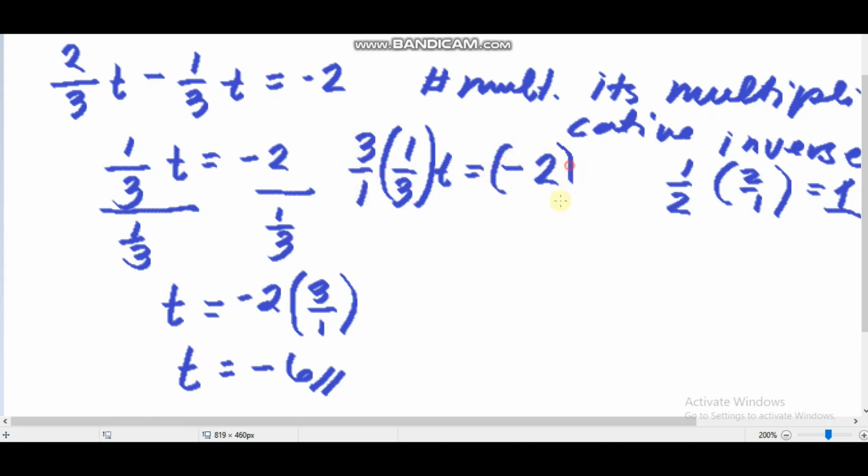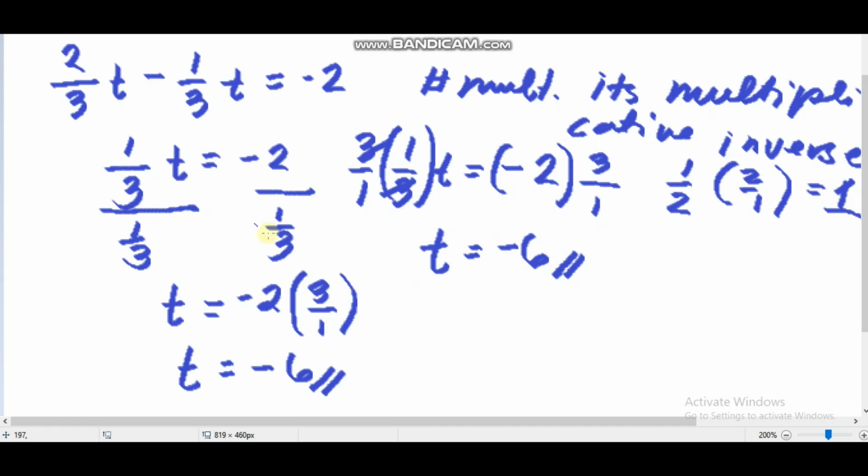So, in an equation, whatever you do on the left, you also do on the right. So, we multiply this by 3 over 1 to keep things balanced. Since 1/3 multiplied by its multiplicative inverse 3 over 1 gives 1, we will have 1 as the answer. So, we will have 1 times t is t. Negative 2 times 3 is negative 6. So, you have the answer already.